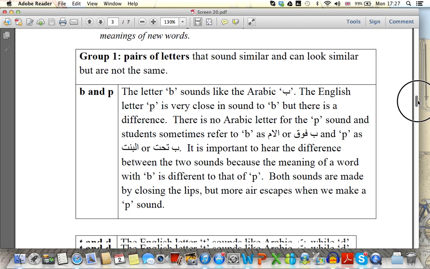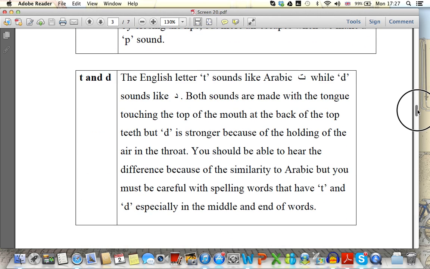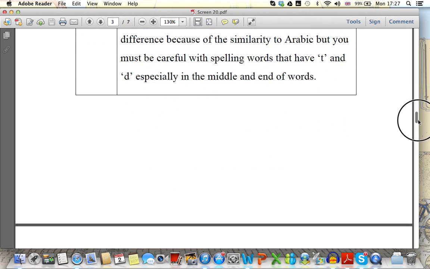So you need to be very careful with this sound, and we'll do some practice on the difference between the two sounds. The next set of letters is T and D. And the English letter T sounds like Arabic ta, and D sounds like dal. So these ones should not be problematic, although sometimes it may be a little bit difficult to tell the difference between T and D at the end of words.